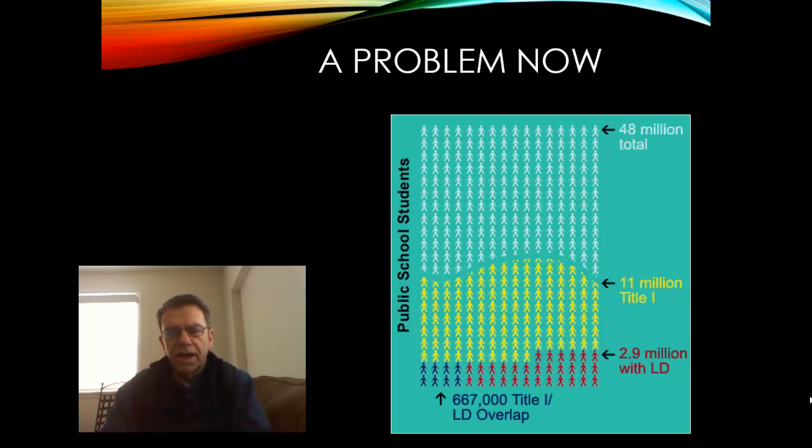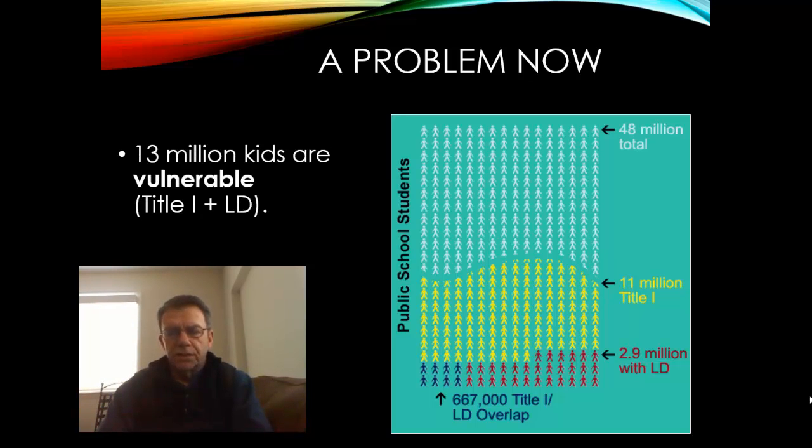This is a graph that I took from the National Center for Learning Disabilities, and it really is a nice graphic of what the issue really is. Right now, there are 13 million kids that are vulnerable, and that includes the purple and the yellow. 11 million kids are Title I. Those are kids from low income and that demographic.